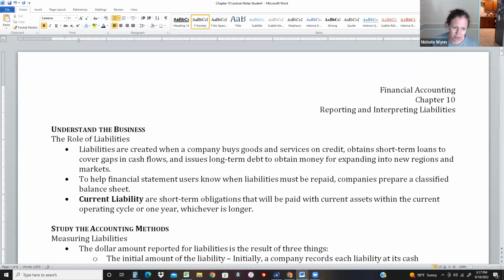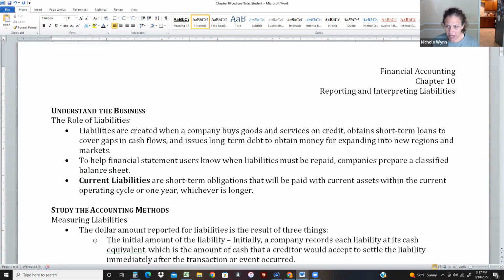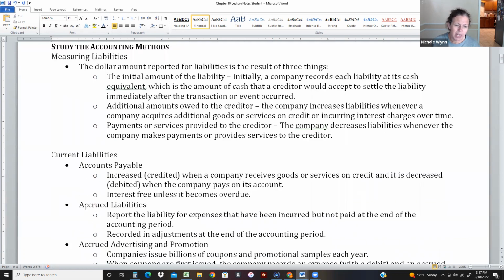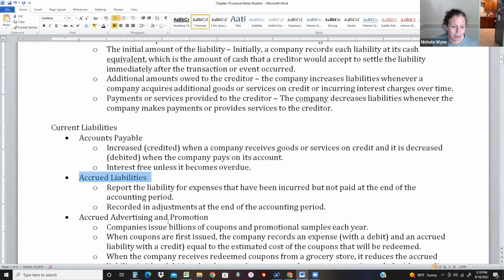So current liabilities are short-term obligations that will be paid with current assets within the current year. Most of the liabilities we know about are accounts payable, notes payable, interest payable, wages payable, and then unearned revenue. So most of them end in the word payable. Accrued liabilities is a fancy word for a bunch of different liabilities that are amounts that we owe. So it could be wages payable, interest payable, those kinds of things.